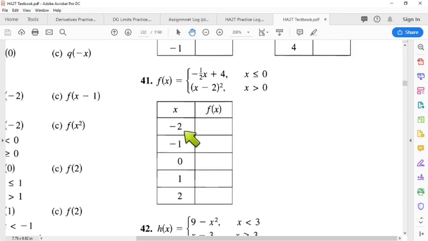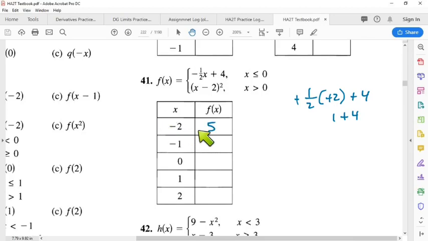So where would you plug in -2? Would you plug -2 into the bottom rule or the top rule? -2 is less than 0, so you would plug it into the top rule, and you don't plug it into the bottom rule at all. So you plug into the top rule and get your number. You would go -1/2 times -2, and then I add the 4. What is negative times a negative? That's a positive. What is 1/2 times 2? That's 1. And so I get 5. And so you put a 5 right here.